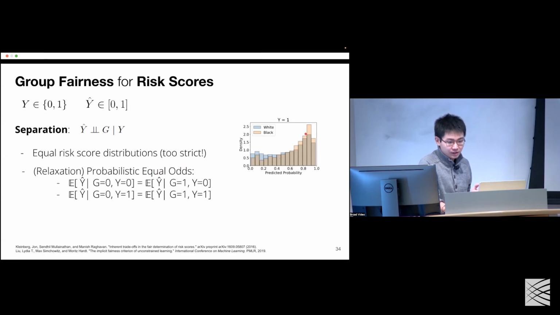For example, the mean of one group might be here, and the mean of another group might be here. We just want to merge them so the means of the two groups are the same in terms of the predicted probability. So again, this means that the average prediction for a certain group of y equals 0 should be the same as the average predicted probability for a different group of y equals 0. Okay. And so that's what separation corresponds to in the risk score setting, probabilistic equalized odds.